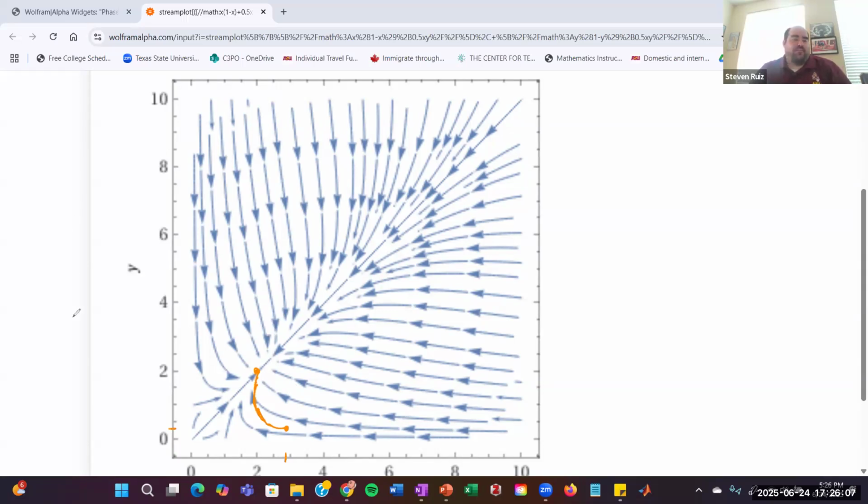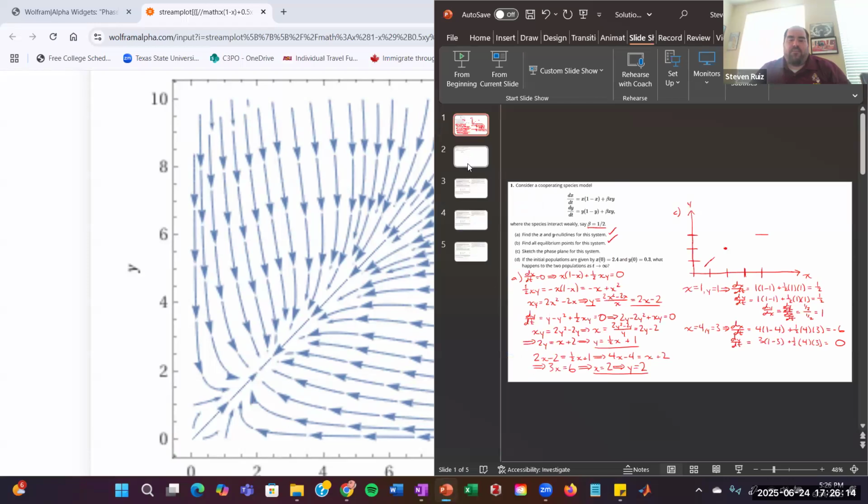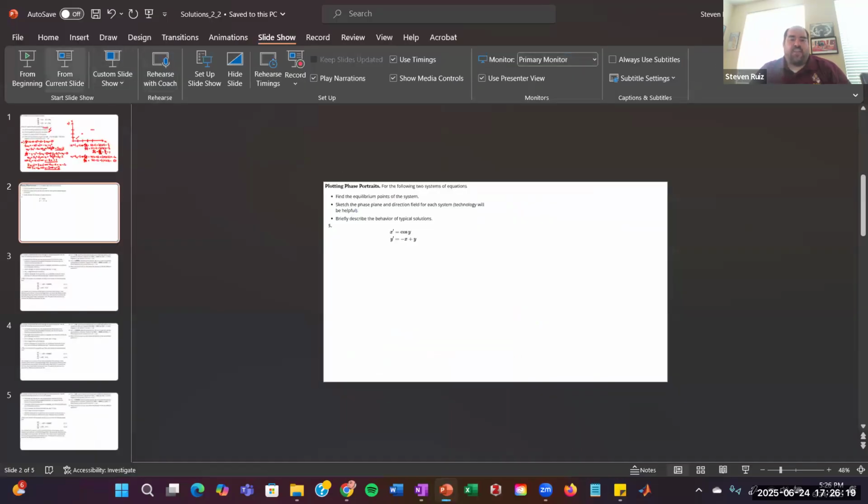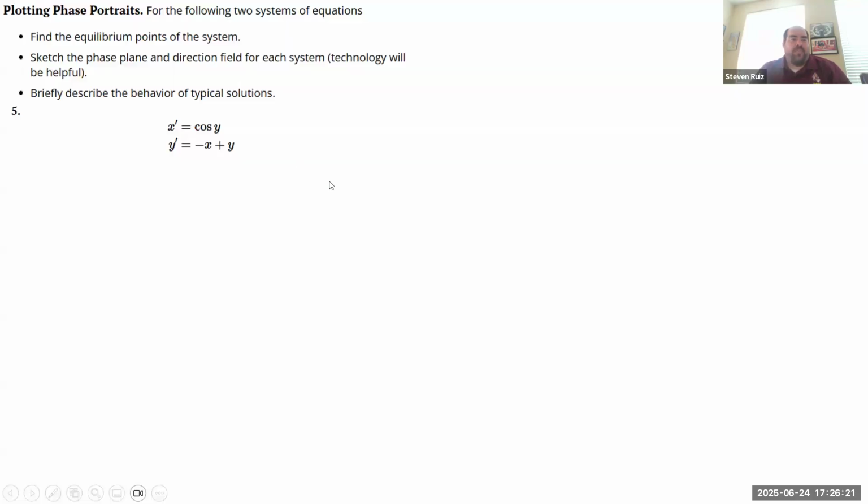All right, so I'm going to go ahead and clear my drawings, turn off annotation, and go back to PowerPoint. And we'll talk about question 2. So again, plotting phase portraits, we're probably going to go back to look at Wolfram. So first, find the equilibrium points. I think the best way to find equilibrium points is to talk about the null lines. Because dealing with one equation at a time is simpler than dealing with both, then you can find out where they intersect.